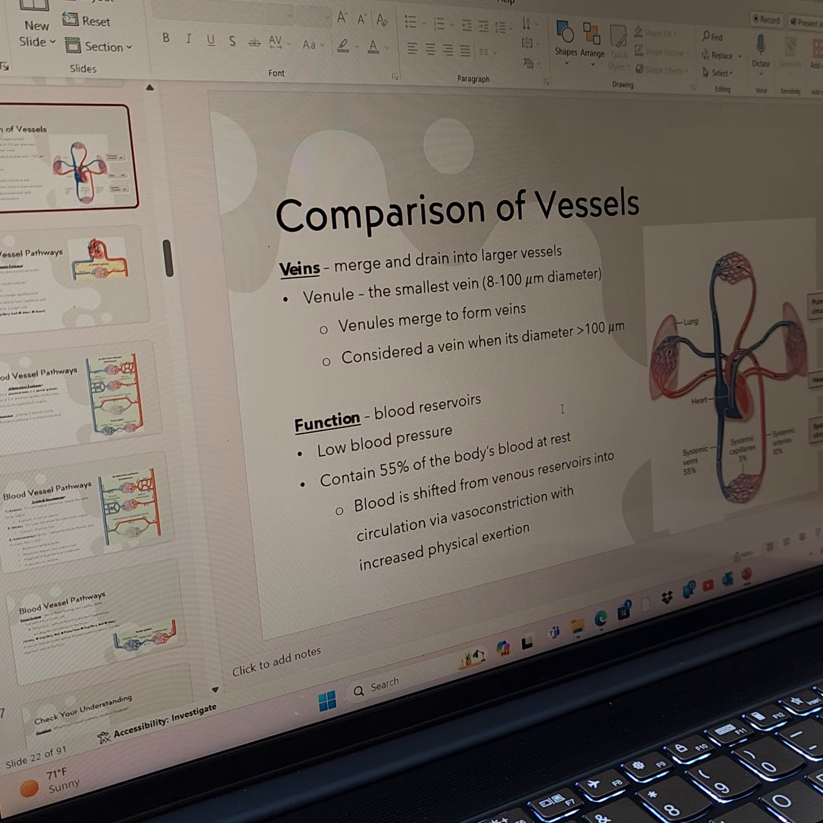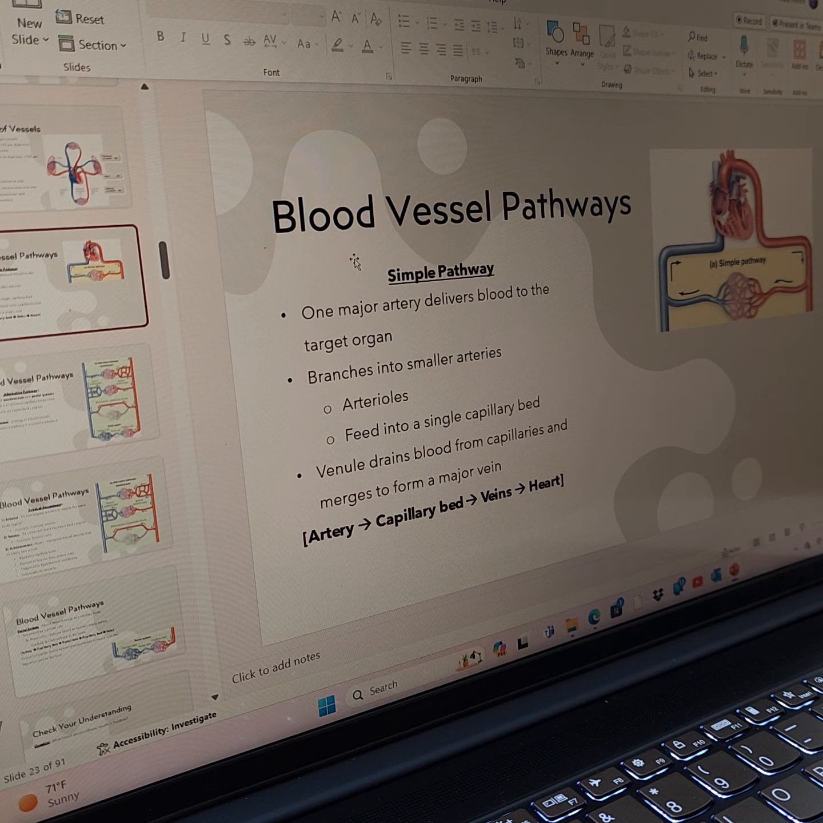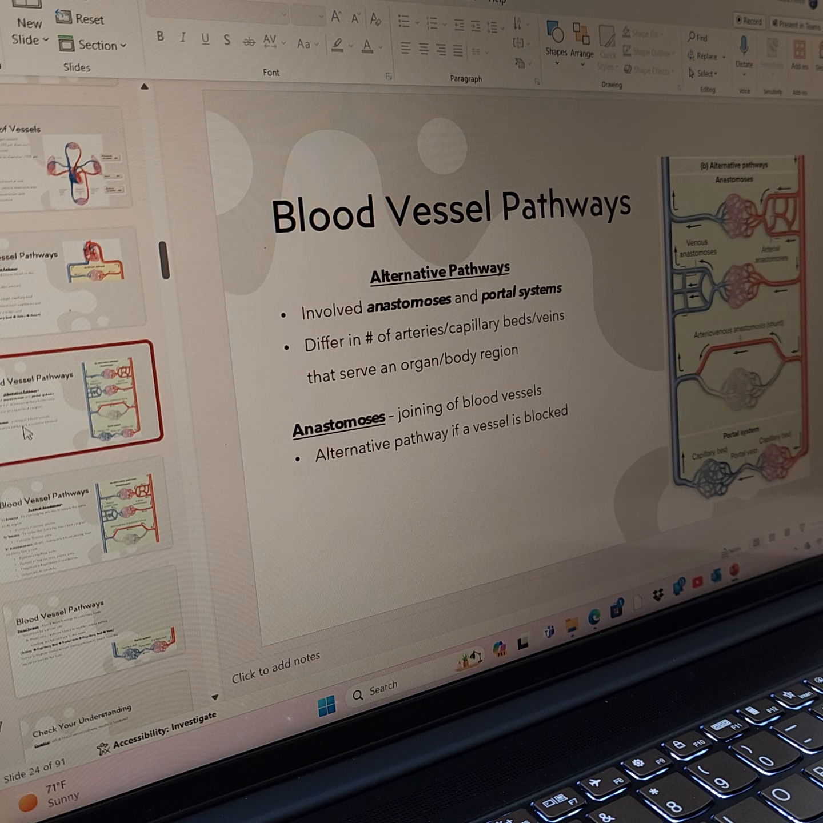This is where the simple pathway of blood vessels gets kind of breezed over. The function of this is to go from artery to capillary bed to the veins to the heart. One major artery delivers blood to the target organ, and it branches into the smaller arteries, with the smallest being the arterioles. They feed into a single capillary bed, and then the venule drains the blood from the capillaries and merges to form a major vein. That completes the cycle of what is known as the simple pathway.